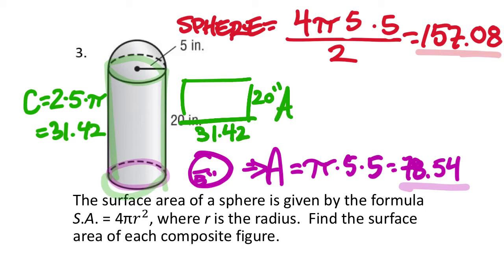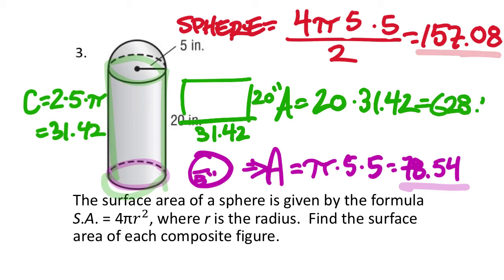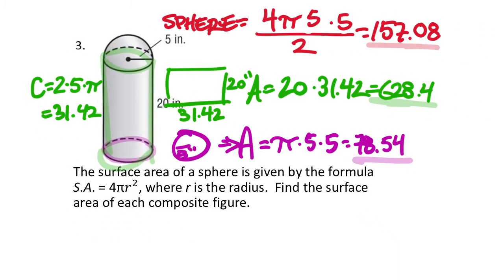So if I want the area, I'm going to take 20 and multiply it by 31.42, which is 31.42 times 20, 628.4. And there is my third surface on this shape. Spheres are nice because it's just that one rectangle.